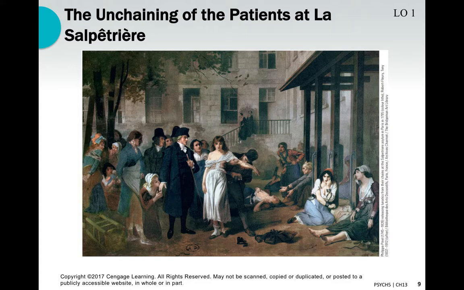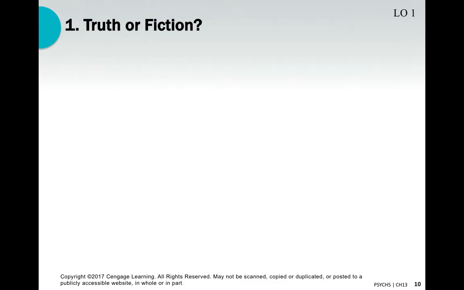Here's a famous painting. It's called The Unchaining of the Patients of La Salpêtrière. I'm probably mispronouncing this. It's French, and I don't know French, so I apologize. But this is a famous image of people who were contained to these asylums being liberated. And I believe this is in France. You can see many of these people are literally chained. You can see here, this lady is chained. This lady here is too. And this is the first time many of these people are being liberated. Now, of course, fast forward to 2019, things don't look nearly this dramatic, but it's been a pretty slow change, at least in my opinion.